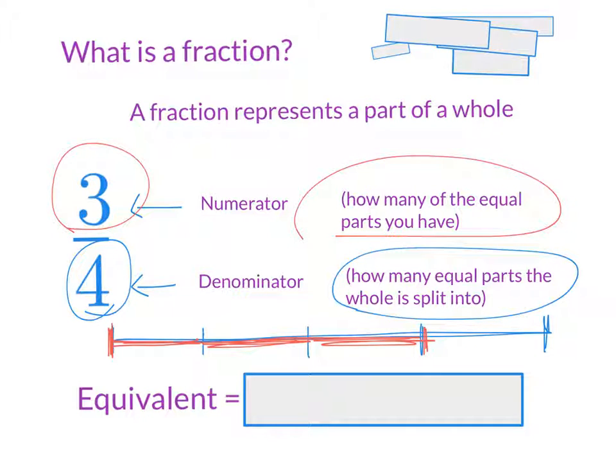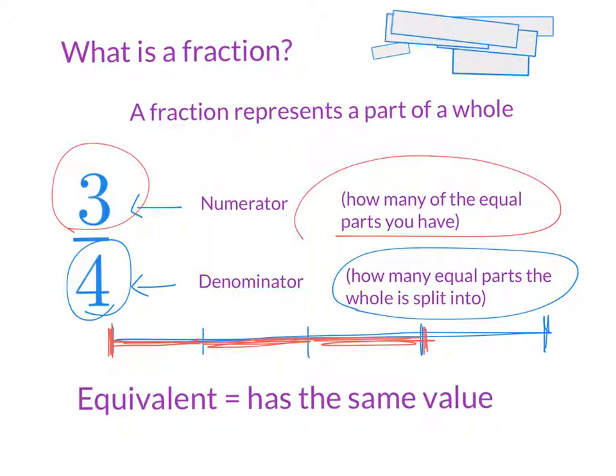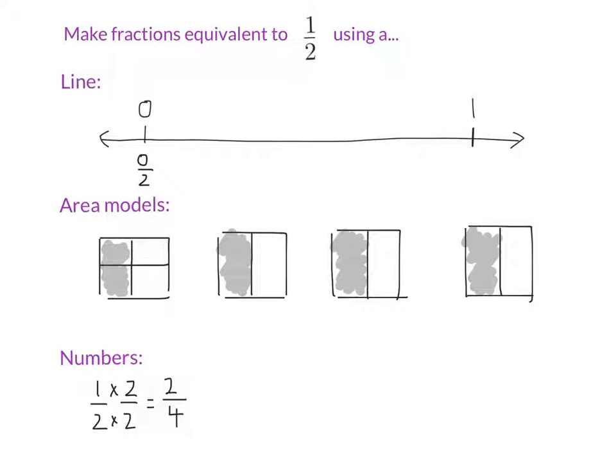Very good. Since our learning goal is talking about equivalent fractions, we need to know what the word equivalent means. The word equivalent means equal or having the same value. So if the directions tell us to make fractions equivalent to 1/2, that means we are going to be making fractions that have the same value as 1/2. There are 3 different ways we're going to do it: using a number line, area models, and also with numbers.